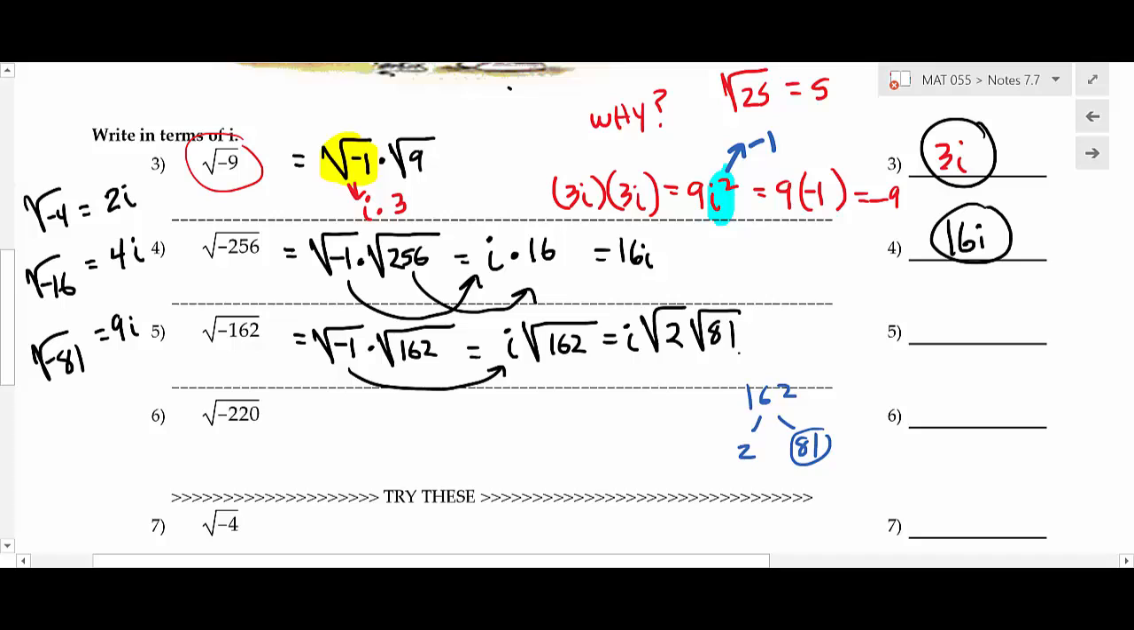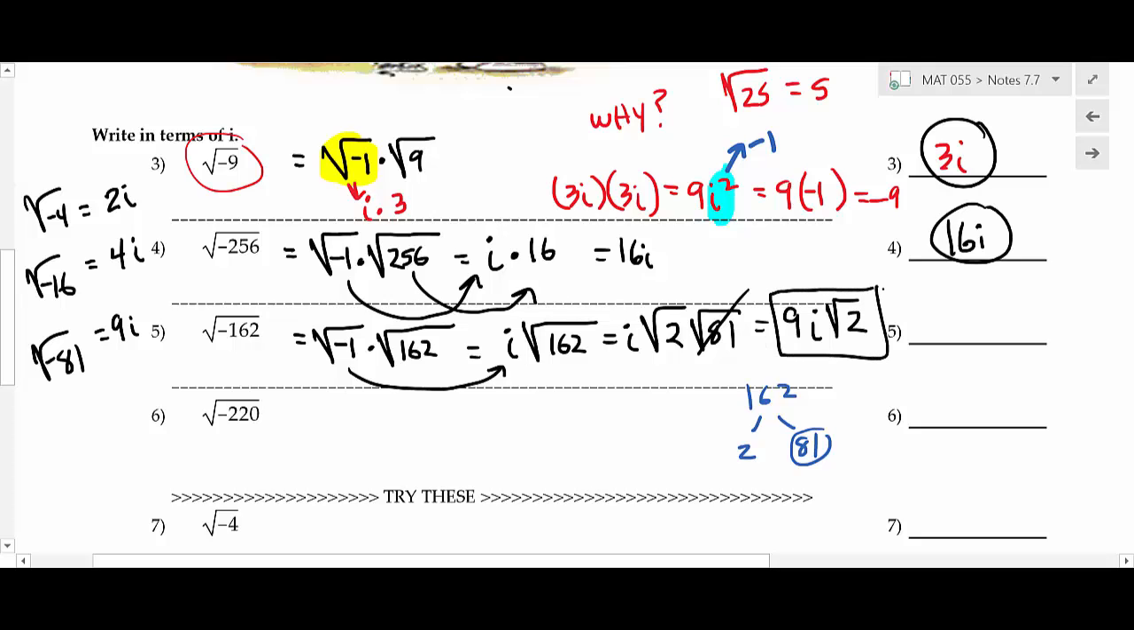Otherwise, if you broke the 81 down, eventually you would end up with 3 to the 4th, so you can do it that way too if you want to. So here's what you have. The square root of 81 is 9. That's no longer in a radical. You have the i, but the radical 2 is left over, so that's the final answer of the problem.